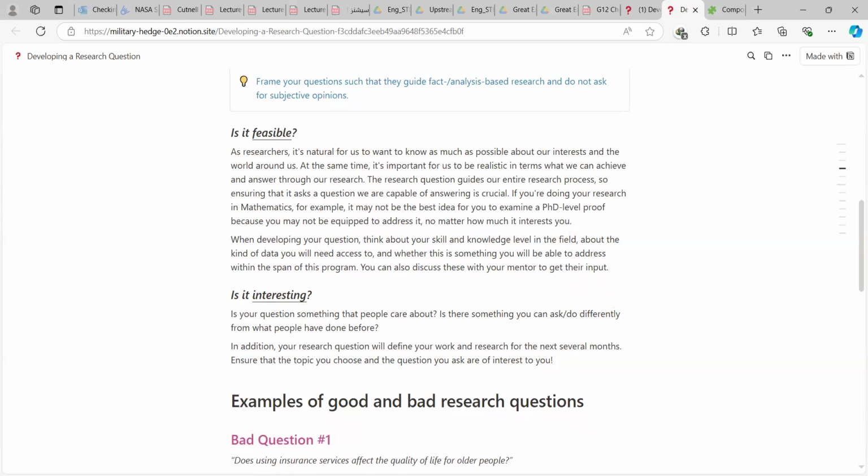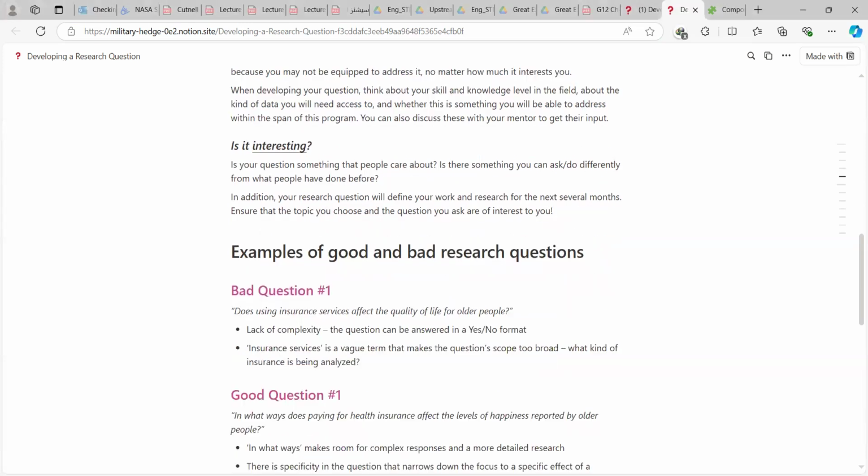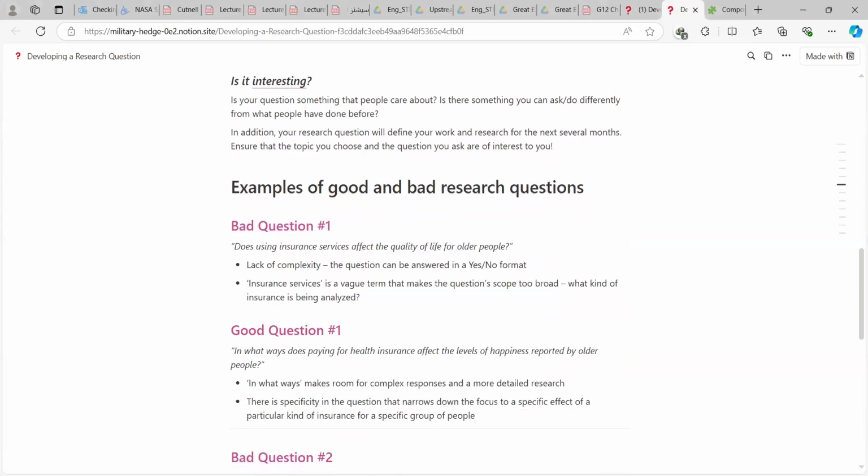It doesn't seem too specific. Right, so it lacks complexity. The question can be answered in yes or no format. I don't need any research paper or pages to answer this question. By saying yes or no, the question is done. Also, insurance services is a vague term. It's not specific at all. It's too broad. What kind of insurance is being analyzed?